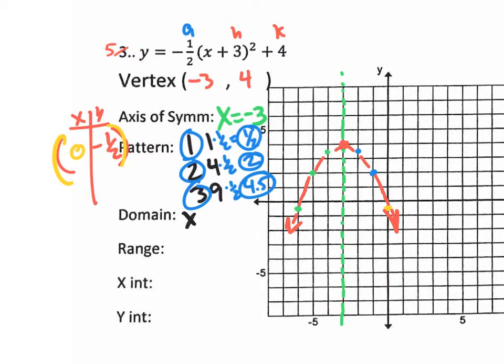Anyway, let's go through the rest of these. The domain, x equals what? All real numbers. The range is what? Y is less than or equal to 4, the y value of your vertex. How about the x-intercept? Where does it cross the x-axis? Negative 5 point, it's almost at negative 6, so yeah, negative 5.9 is a great approximation.